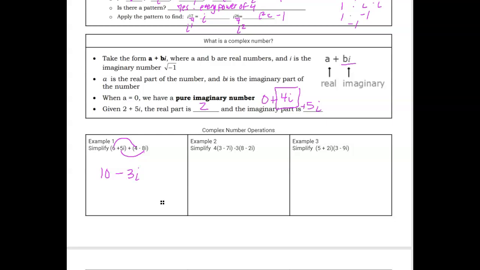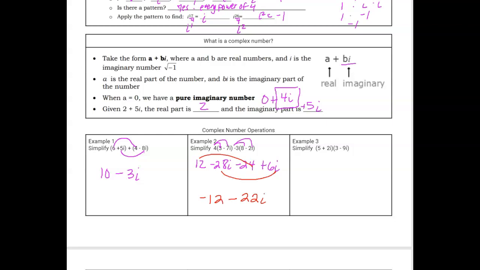Example 2, we have two distributions that we need to do separately. So 4 times 3, 4 times negative 7, negative 3 times 8, negative 3 times negative 2i, and then we would add the real parts and add the imaginary parts. Okay, it's not wrong if you put the imaginary part first. We just typically don't in math.